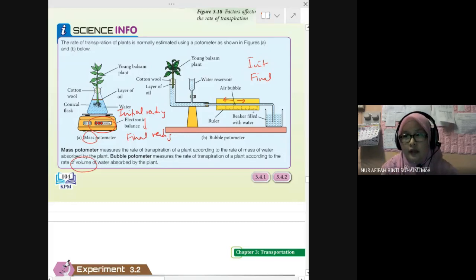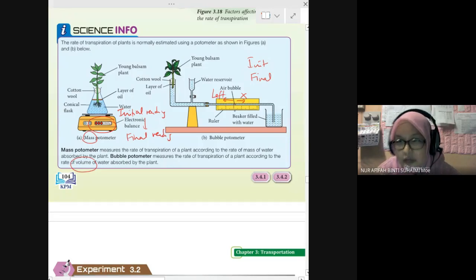Alright. Oh, this one should be initial minus final, because the air bubble is supposed to move to the left, because the plant absorbs water from the root. Understand? The root absorbs the water, so the air bubble will move to the left. So the initial reading must be higher than the final reading.